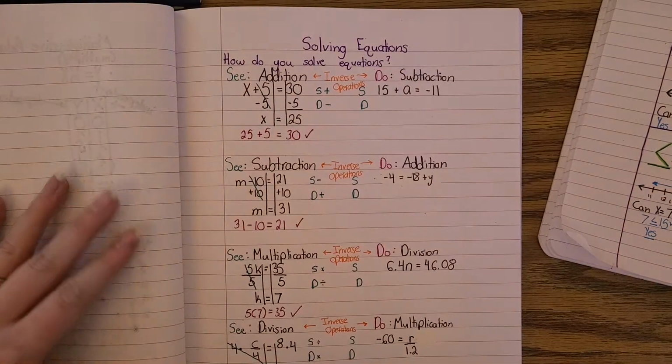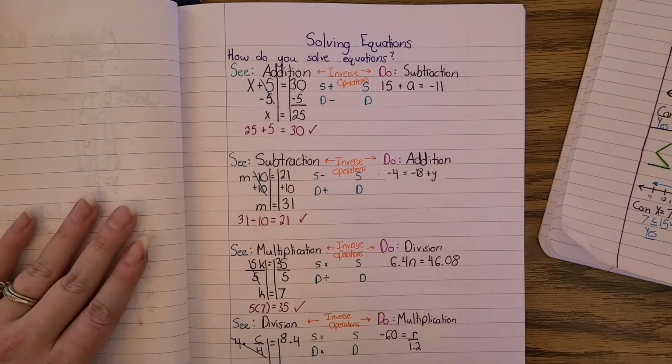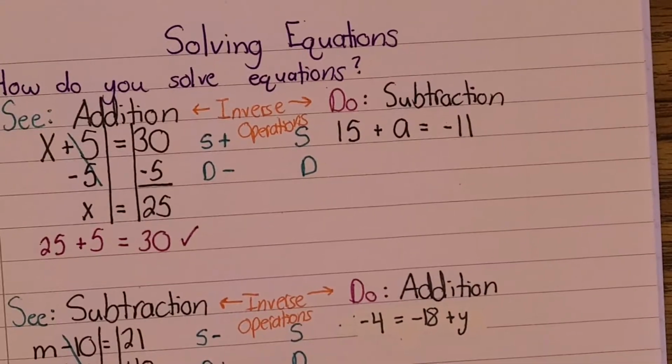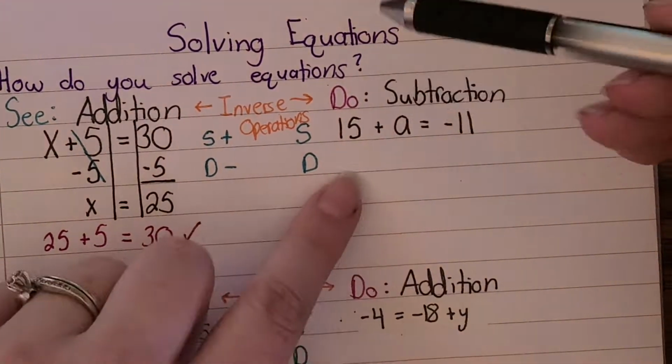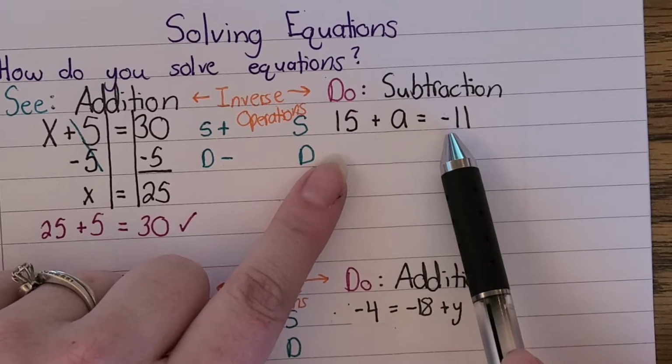All right, welcome to day 2 of solving one-step equations. Yesterday, you filled out this left side. Today we're going to be looking at the right side problems, okay? So at the top, the first one you have is 15 plus a equals negative 11.